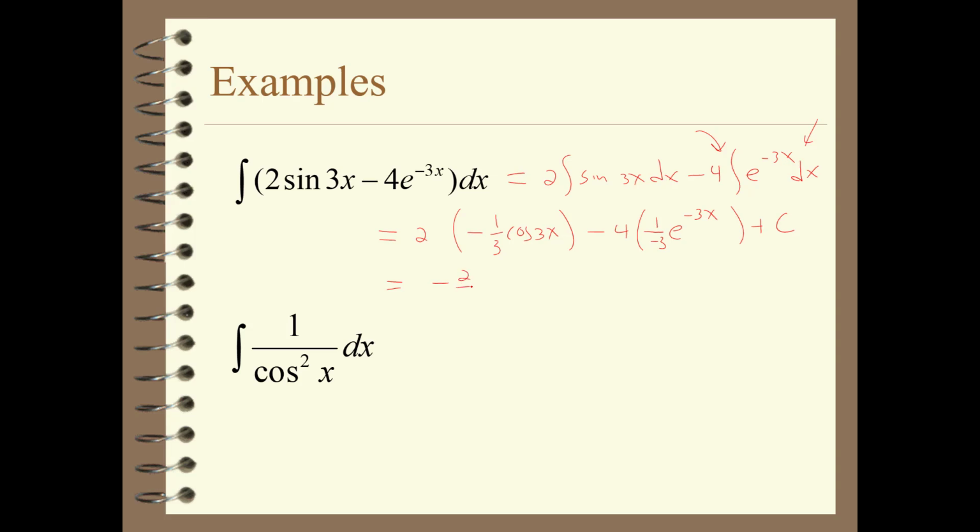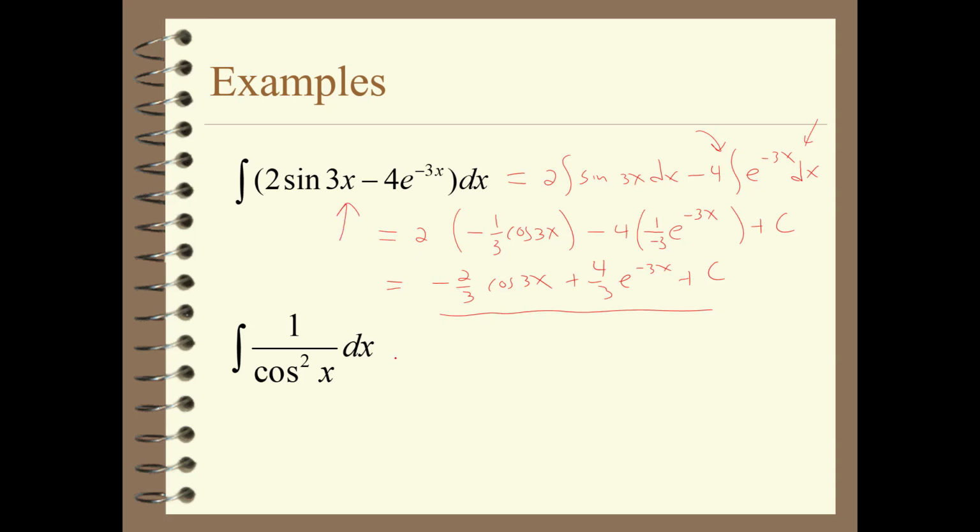That's negative 2/3 cosine of 3x plus 4/3 e to the negative 3x plus c. That's the answer. If you're not sure you have the right answer, you can always check. You just check by taking this guy's derivative. If you take this derivative and you get the integrand, well then you're right.